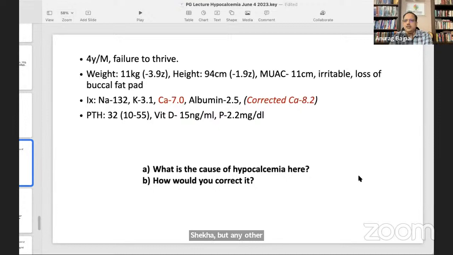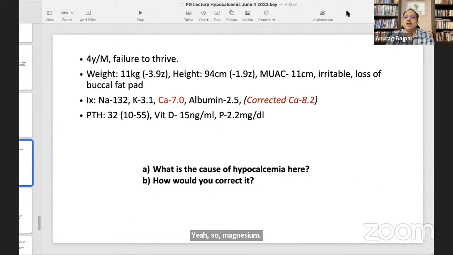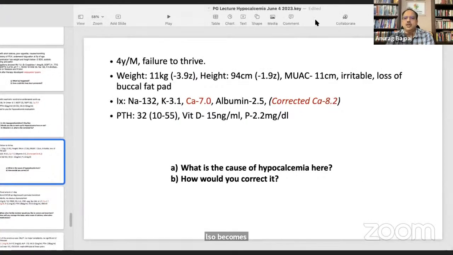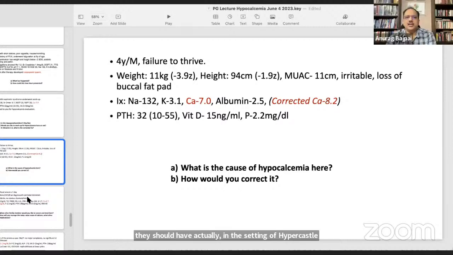Magnesium deficiency. Yeah, so magnesium also becomes absolutely important. So we have got vitamin D and magnesium both in this setting. And the magnesium deficiency is making the PTH levels not rise appropriately, as they should have in the setting of hypocalcemia. And what's the other marker of magnesium deficiency in this case, Vibha?